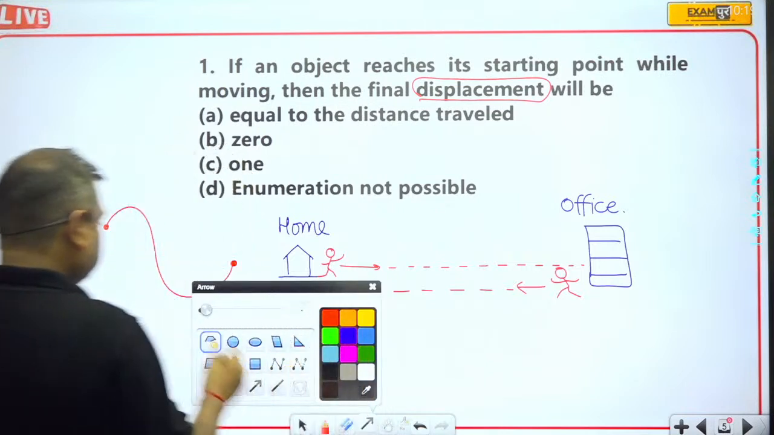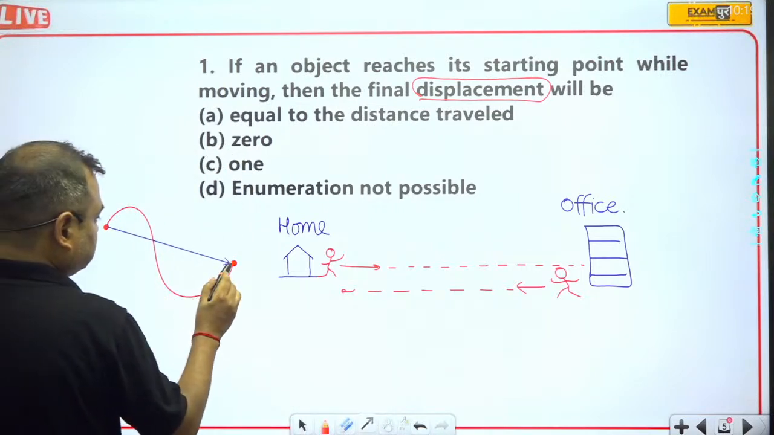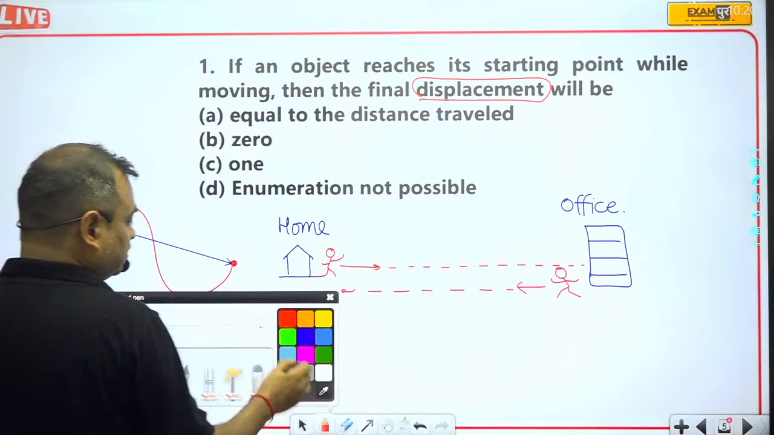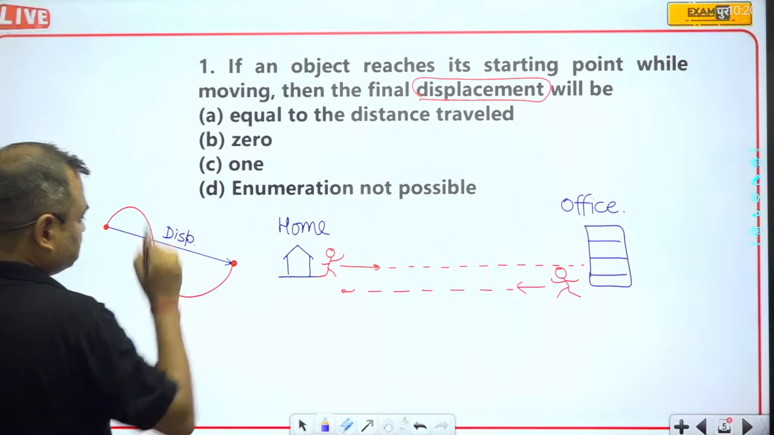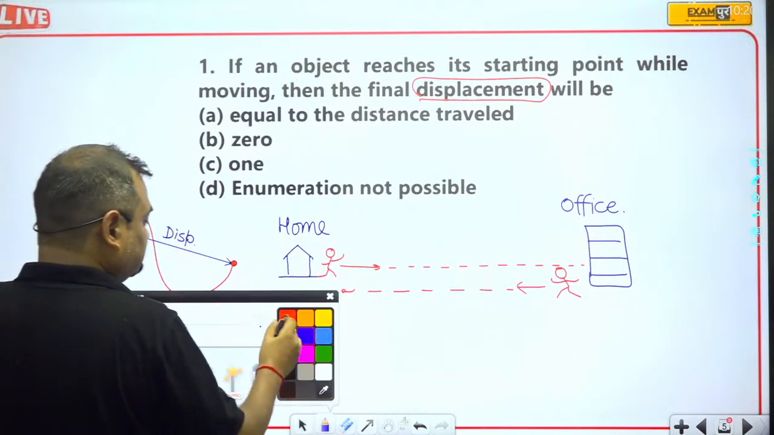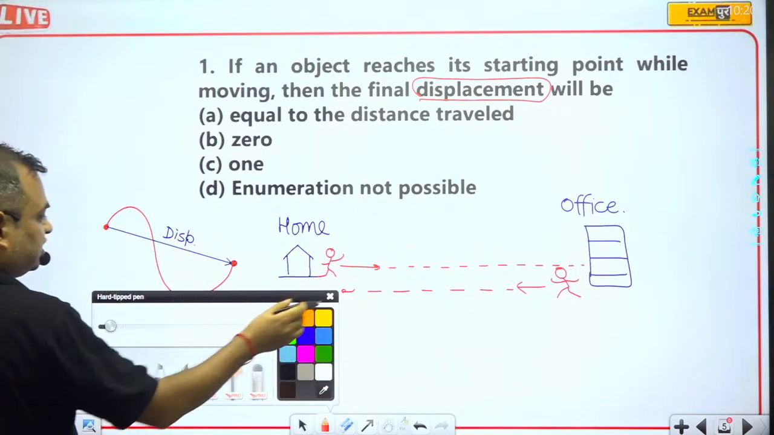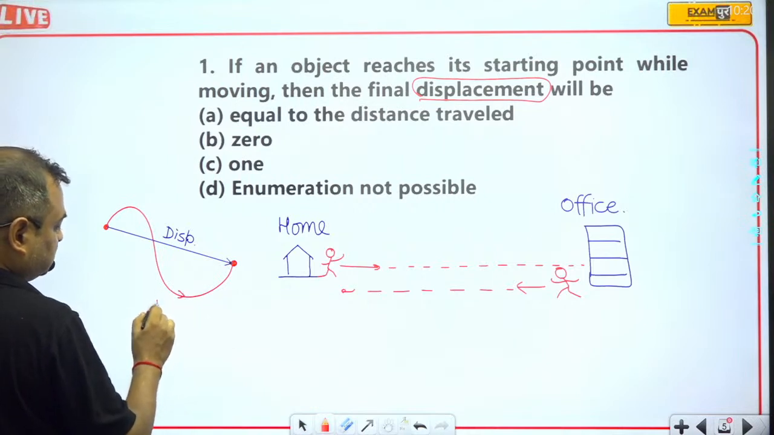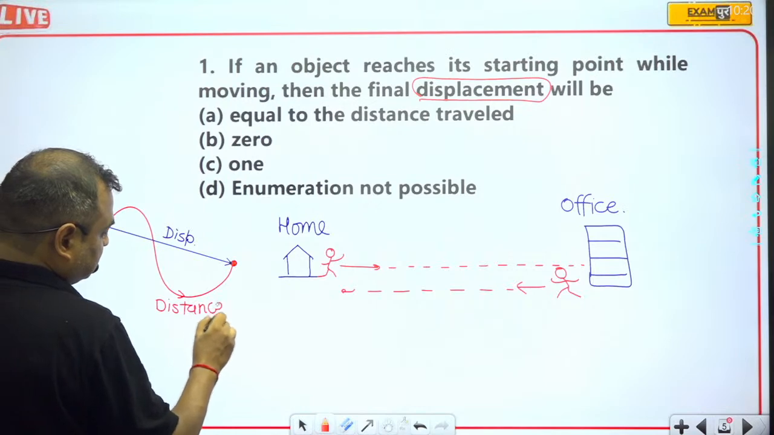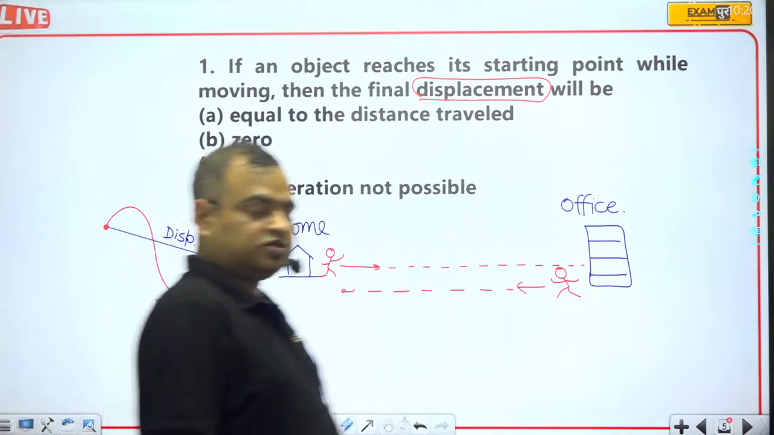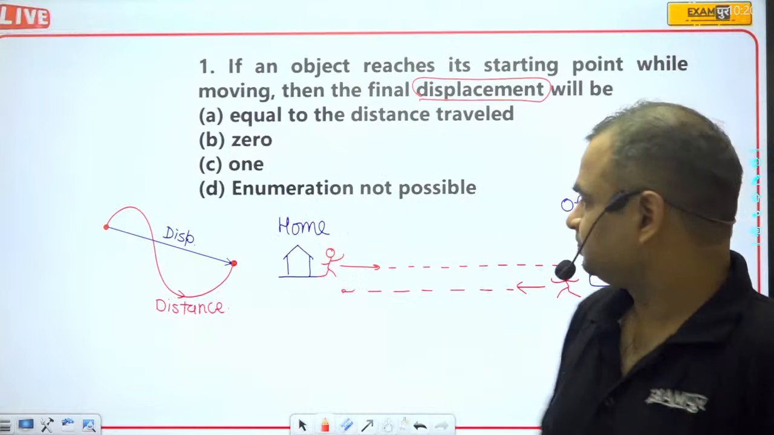Shortest path length between two points. So this is the shortest path length. Here this is the displacement. But the length of this red path will be known as the distance. So this will be known as the distance.